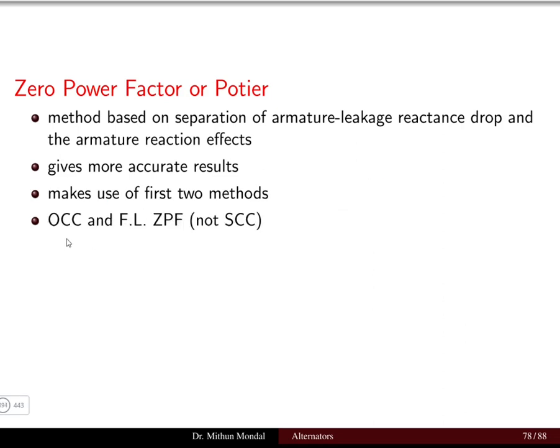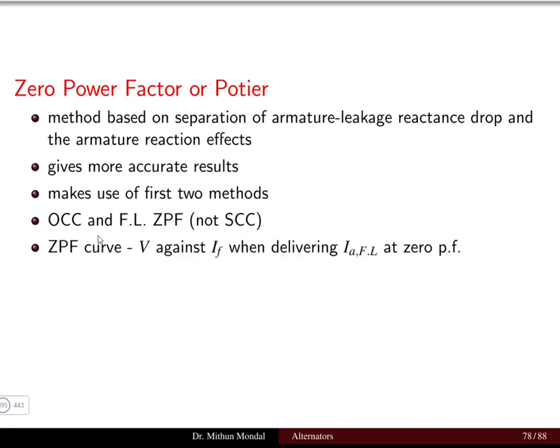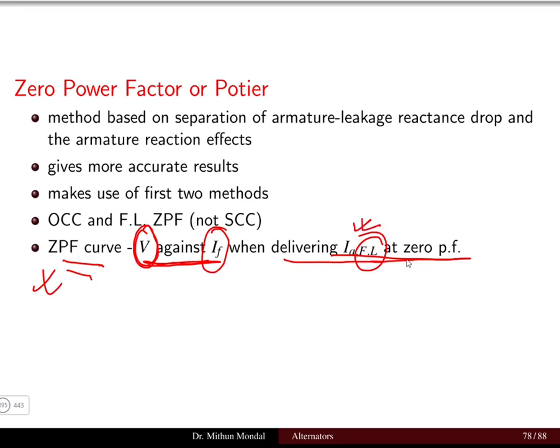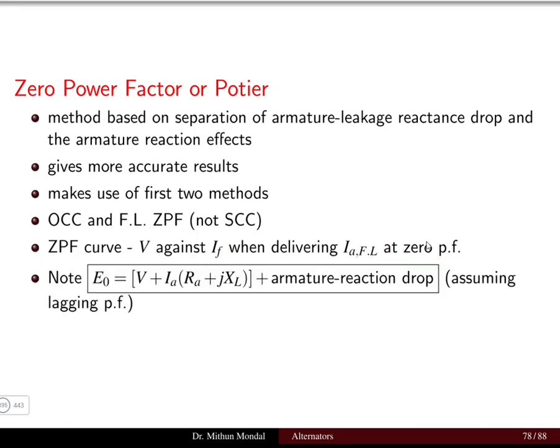So first we will draw the OCC characteristic and the full load zero power factor curve, not the SSC. So we are not going to do the SSC, but the full load zero power factor we are going to draw. The zero power factor curve is basically the voltage against the field current when delivering the armature current at zero power factor under the full load condition. So this is the definition of the zero power factor curve. We are basically drawing a curve between the terminal voltage and the field current when the armature current under full load condition is at zero power factor.